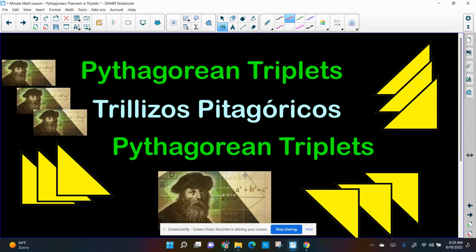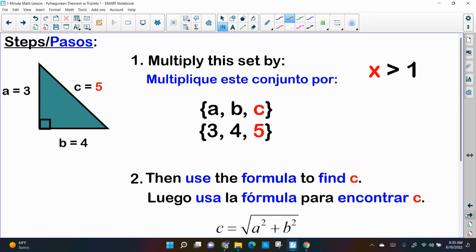So there's good old Pythagoras down there with his formula. So let's get into the triplets. Our steps are: multiply the set of Pythagorean sides that you got, a, b, and c, and c is the one we're interested in, by the way. And then we're going to use the formula to find c. So there's my formula again. We're going to multiply by a number, by the way, greater than 1.